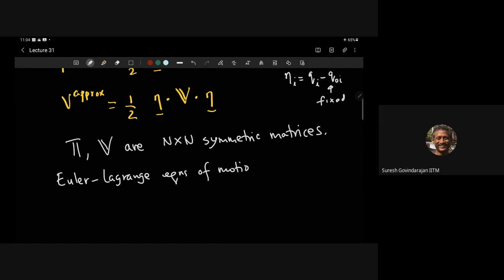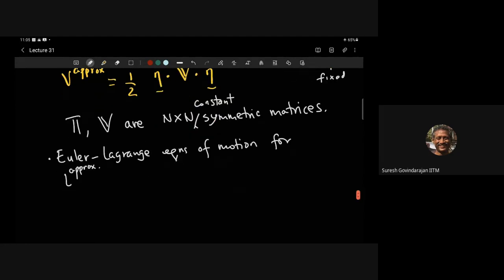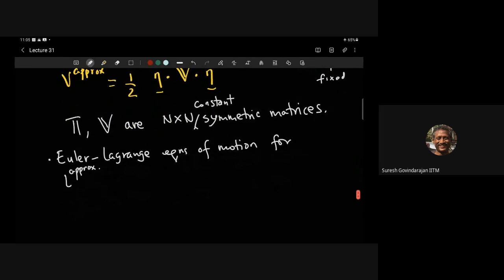Equations of motion for L approx. Okay, so these are n by n symmetric matrices, they're constant. And the key point is that these matrices depend on the fixed point. A given system can have multiple fixed points, and these matrices will change depending on which fixed point one is studying.